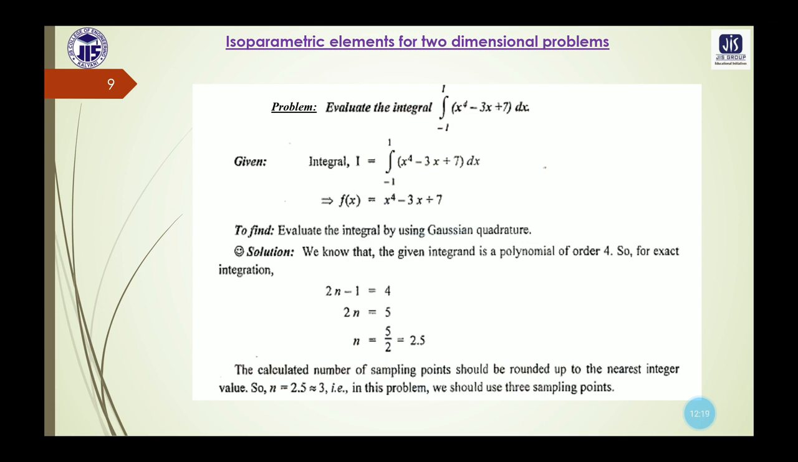The given integrand is a polynomial of order 4. So for the exact integration, 2n minus 1 is equal to 4. That means n equals 2.5. So the calculated number of sampling points should be rounded up to the nearest integer value, so n equals 3. That is, in this problem we should use 3 sampling points for the Gaussian quadrature. This is the process by which we have identified the number of sampling points based on the order of the polynomial.